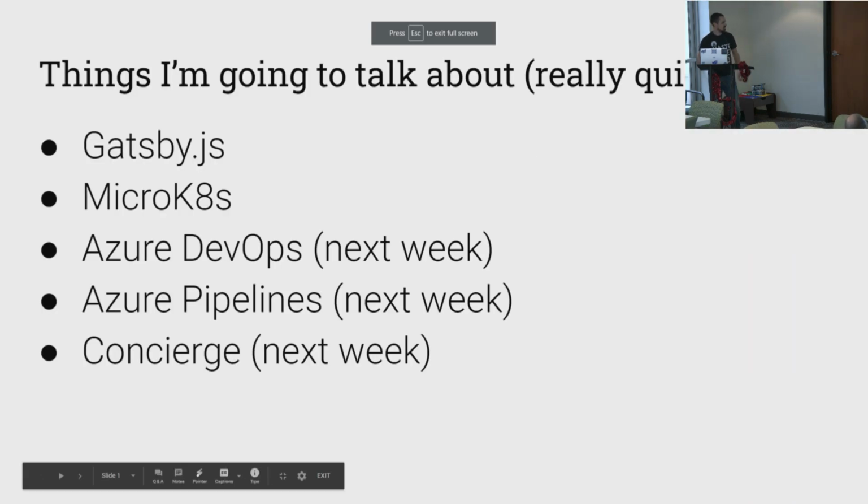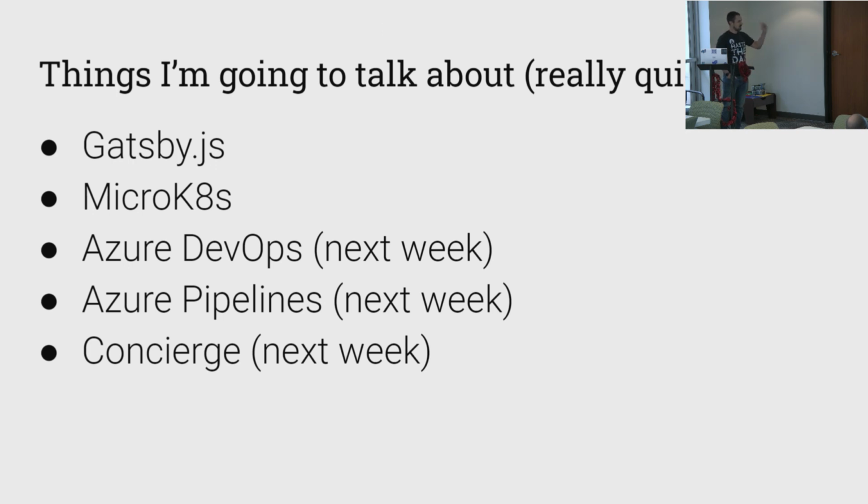So stuff I was going to talk about today: Gatsby.js, microcates, Azure DevOps, and pipelines will come next week, and then this fancy thing called Concierge, which is what Dan and I put together. So let's get started. But first, I need to tell you a story.